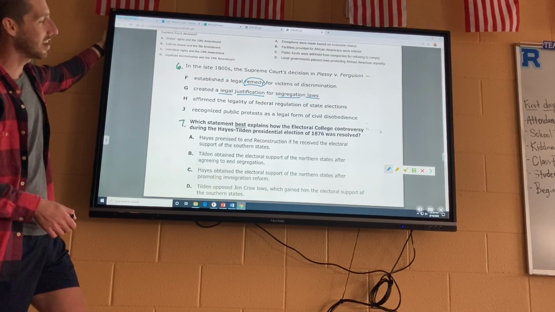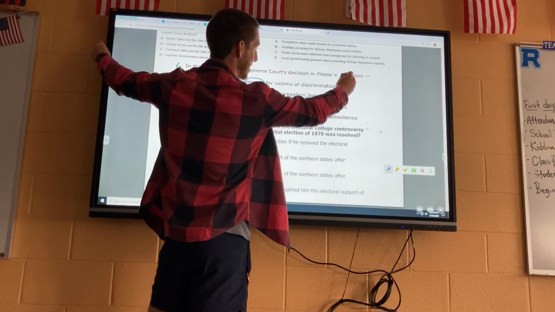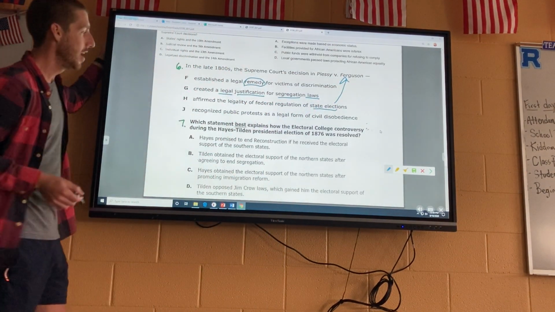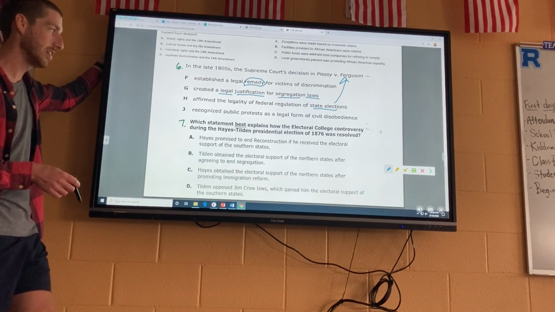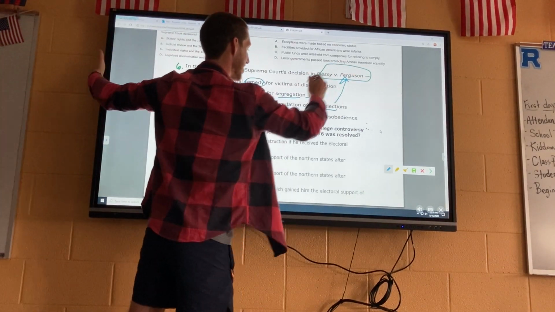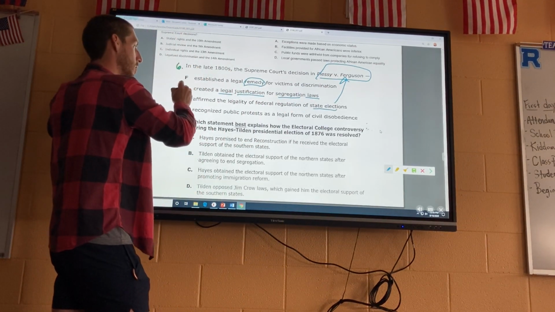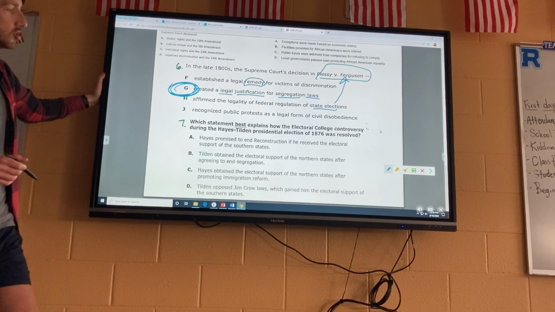H, affirmed the legality of federal regulation of state elections. Plessy v. Ferguson does not have to do with state elections. J, recognized public protest as a legal form of civil disobedience. That had nothing to do with a protest. So for this one, Plessy v. Ferguson, you've got to always remember segregation. Separate but equal. Okay? So 6 is G.